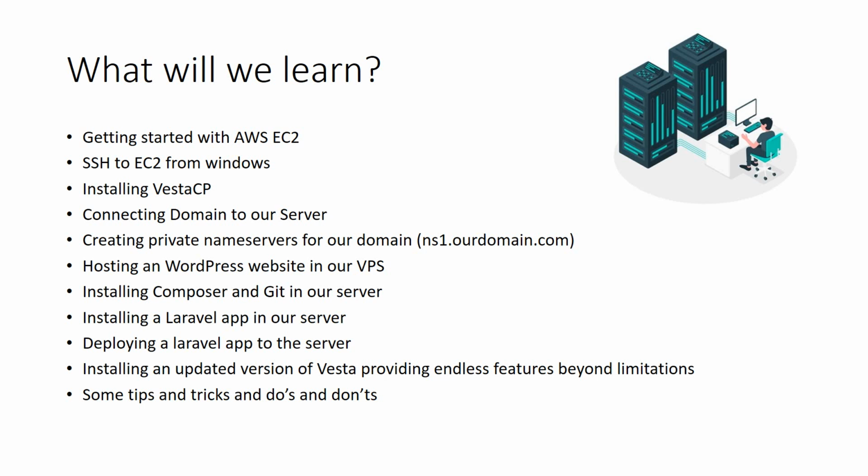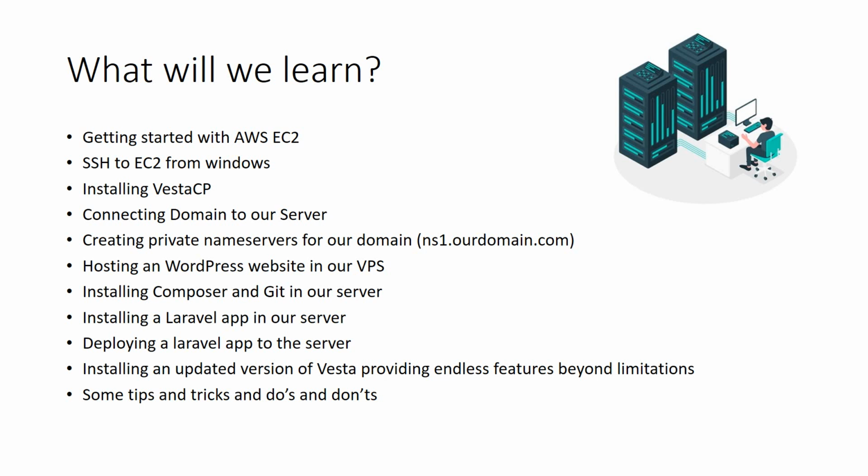Then we will create our very own private name servers, by which we can point our domain to the server by writing only the name server like ns1.ourdomain.com. Then we will host a WordPress website in our VPS. After that we will install Composer and Git in our server, because they don't come by default with VestaCP. Then we will install a Laravel app in our server by using Composer.